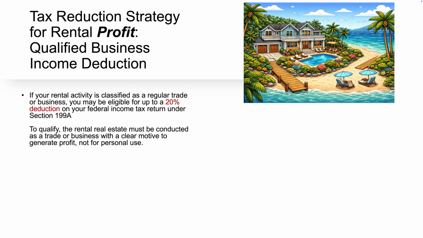The first thing I want to talk about is the qualified business income deduction. If a rental activity is classified as a trade or business, you may be eligible for up to a 20% deduction on your federal tax return under Section 199A. So if you generate, let's just say, $100,000 of profit, up to 20% of that, or $20,000, you can just wipe off and not count that as income on your taxes.